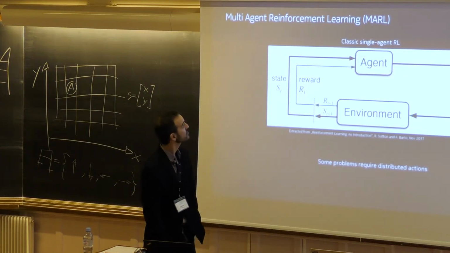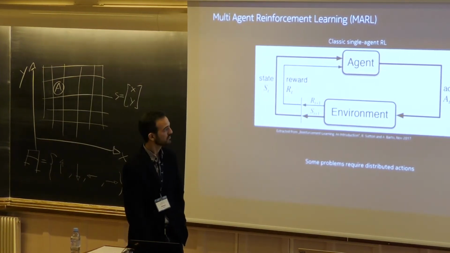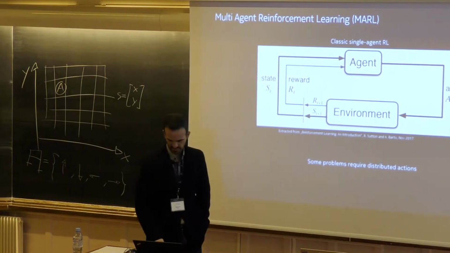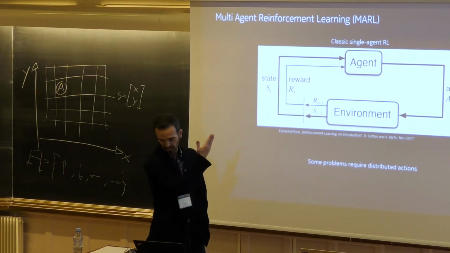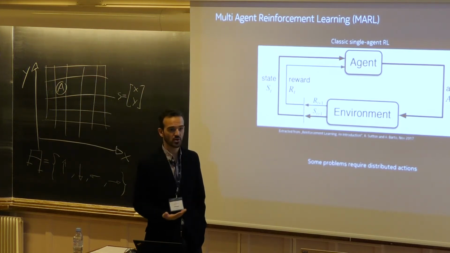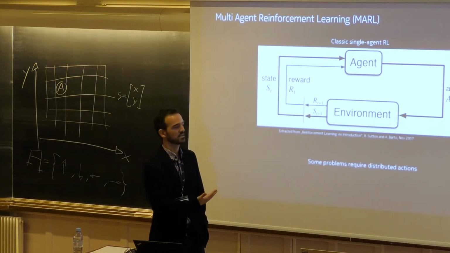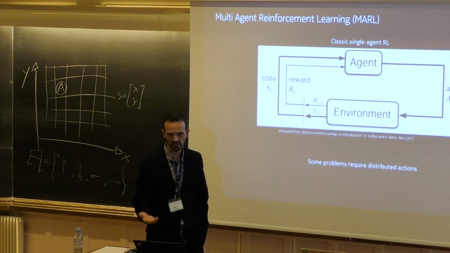So now we're going to talk about multi-agent reinforcement learning, which is like the difficult version of reinforcement learning. Up until now, we've been talking about single agents, one agent interacting with the environment. But there are some problems where you actually need more than one agent working together to solve the problem. A typical example is a football team. That's just multiple players working separately, taking independent decisions.